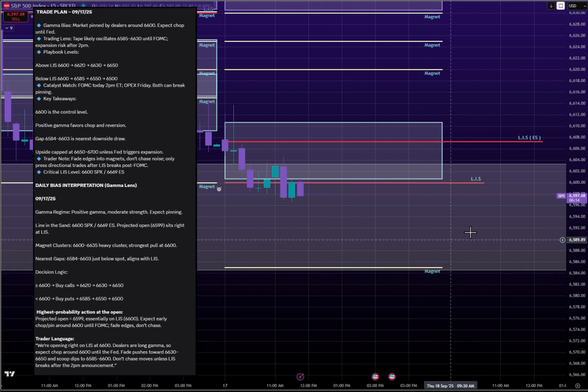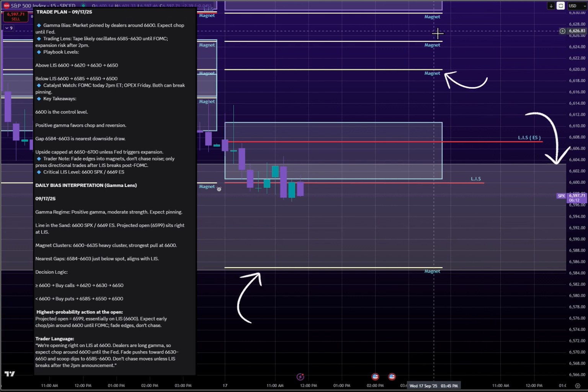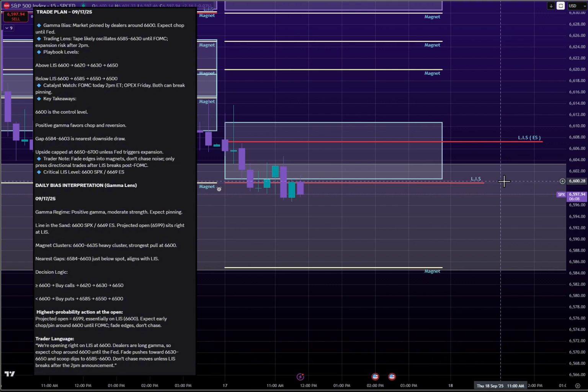Step 3. Check the magnets and gaps. Today, the heavy cluster is 6,600 to 6,635, with the strongest pull at 6,600. The nearest open gap is 6,584 to 6,603, just below spot. And keep in mind, Level Beast tracks all gaps and factors them into the trade plan every day. These show where price is most likely to stall or get pulled.